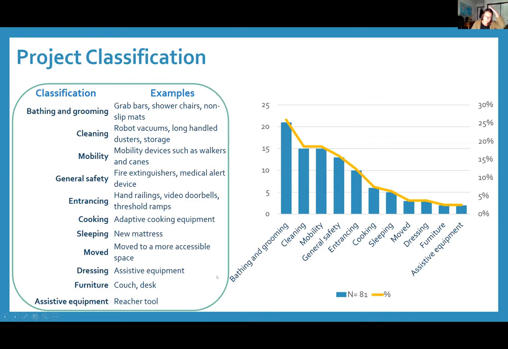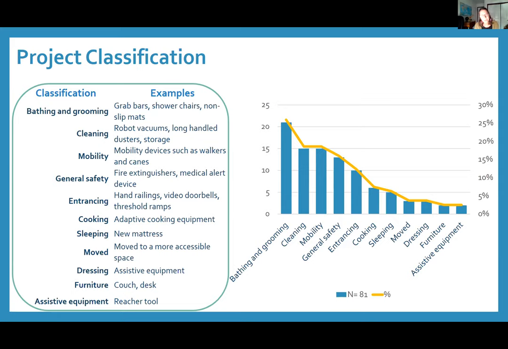And so here is some project classification. There's a bar chart that shows the types and the areas in which people chose to work for a home usability program. And then we have some examples. Bathing and grooming, like grab bars, shower chairs; cleaning, we had people purchasing robot vacuums, long-handled dusters, storage, things like that. Mobility devices such as canes and walkers; general safety, like fire extinguishers, medical alert devices; entrances around the front entrance, getting threshold ramps, video doorbells and hand railings; cooking, like adaptive cooking equipment; new mattresses for sleeping. We had a couple folks who moved to an entirely new accessible space because their current home was inaccessible. And then dressing, furniture, and assistive equipment.